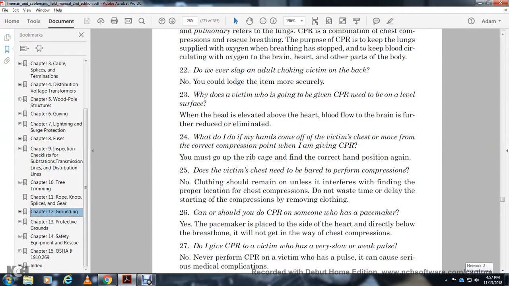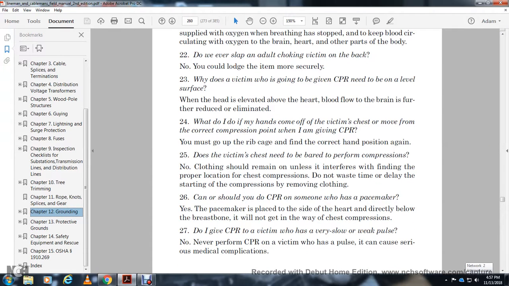Do I give CPR to a victim who has a very slow, weak pulse? No, never perform CPR on a victim who has a pulse. It can cause serious medical complications.